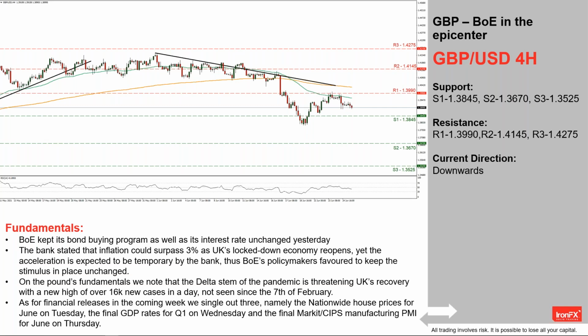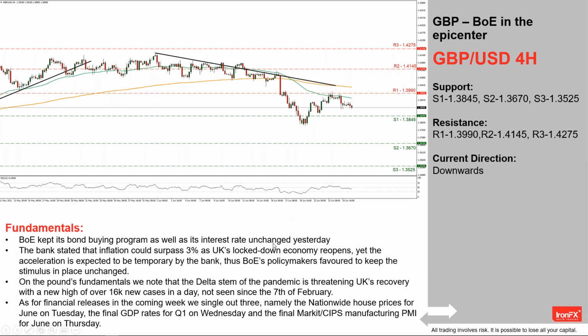clues. On the pound's fundamentals, we note that the Delta strain of the pandemic is threatening UK's recovery with a new high of over 16k new cases in a day, not seen since the 7th of February. As for financial releases in the coming week, we single out 3, namely the Nationwide house prices for June on Tuesday, the final GDP rates for Q1 on Wednesday, and the final Markit CIPS manufacturing PMI for June on Thursday.